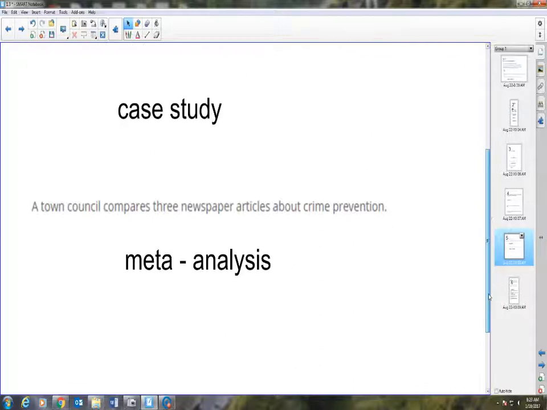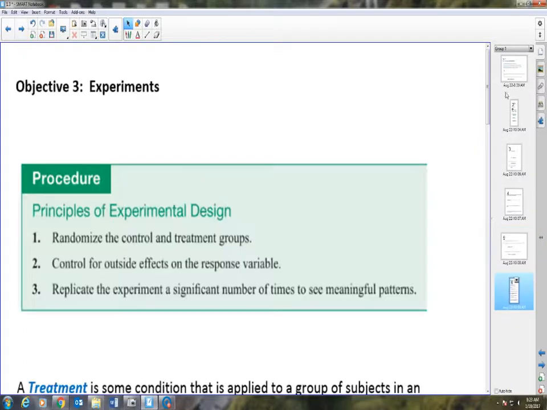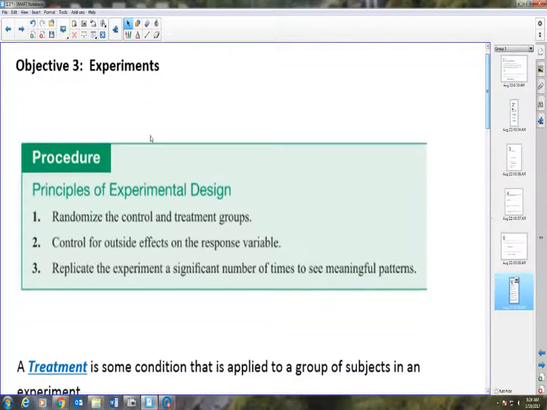All right, another type. Let me flip this back a little bit. Another type of statistical study is experiments. The one we just talked about is observational. The textbook shows us the principle of experimental design. What we want to do is randomize the control and the treatment groups, control for the outside effects on the response variable, and replicate the experiment many times to see a meaningful pattern. So this is a procedure.